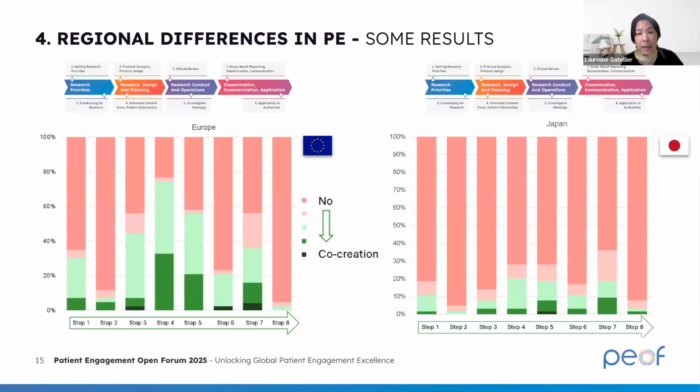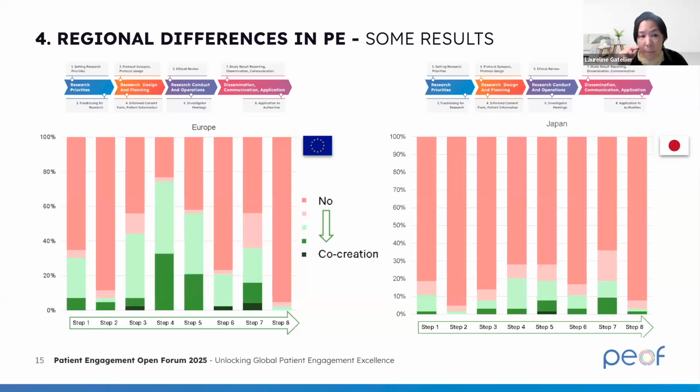And you also see inconsistencies in Japan. In Japan, the numbers are not the same, but the trend is kind of comparable. You also have more patient engagement in informed consent, in the ethics committee, and you also have more involvement in dissemination in both regions. And then when you look at the very dark green, where you have co-creation, it's very shallow.